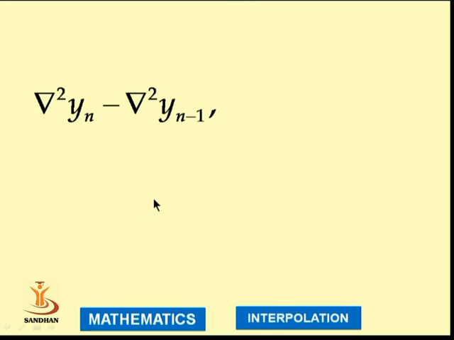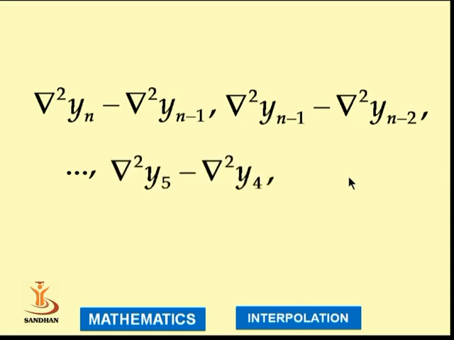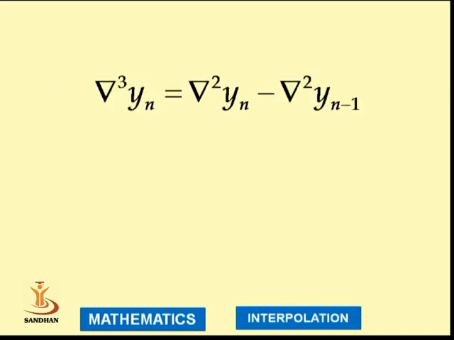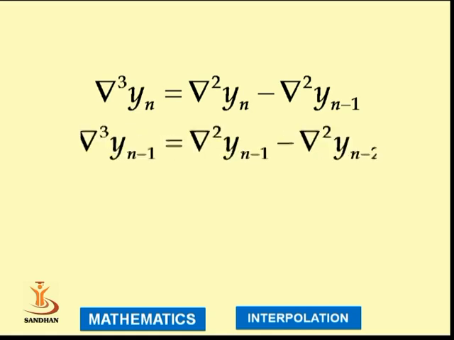The differences of the second order backward differences give the third order backward differences. So Δ²yn minus Δ²yn−1, Δ²yn−1 minus Δ²yn−2, and so forth to Δ²y5 minus Δ²y4, and Δ²y4 minus Δ²y3. These give us the third order backward differences for a table of n points, denoted by Δ³. Therefore, Δ³yn is equal to Δ²yn minus Δ²yn−1. Δ³yn−1 is equal to Δ²yn−1 minus Δ²yn−2, and so on and so forth.